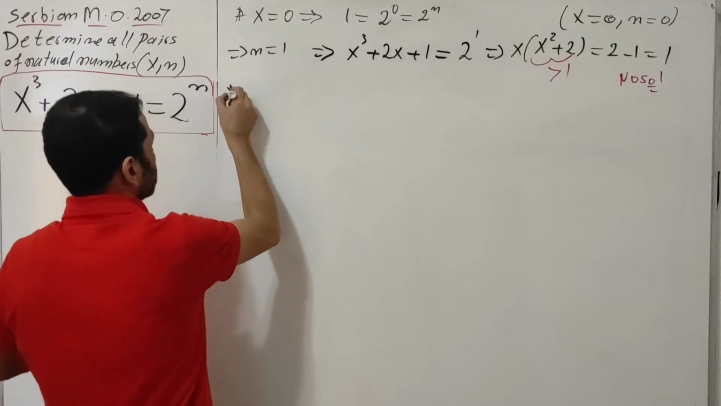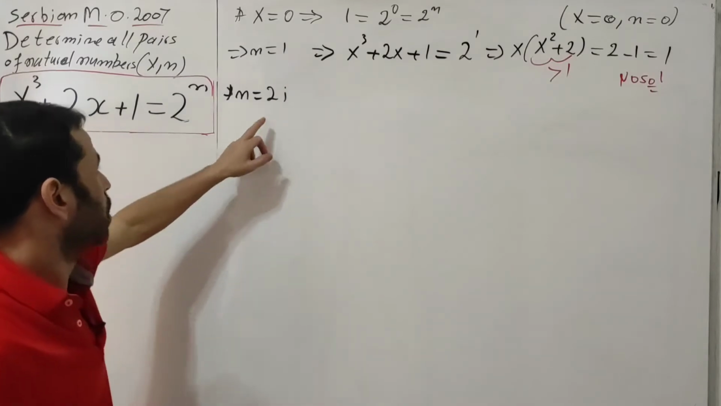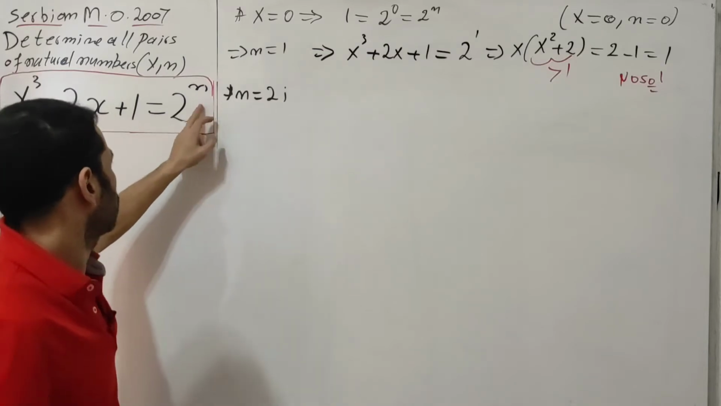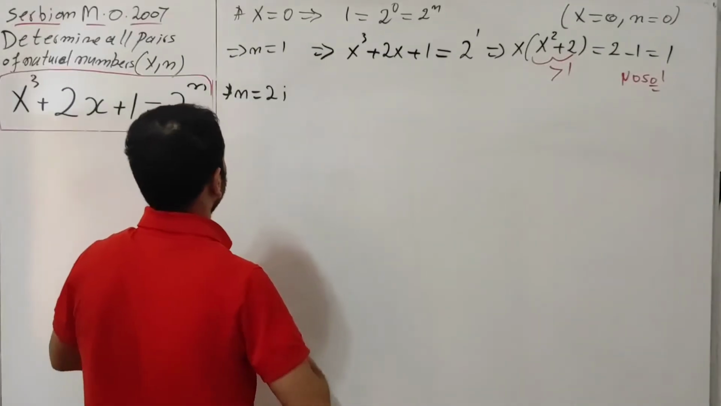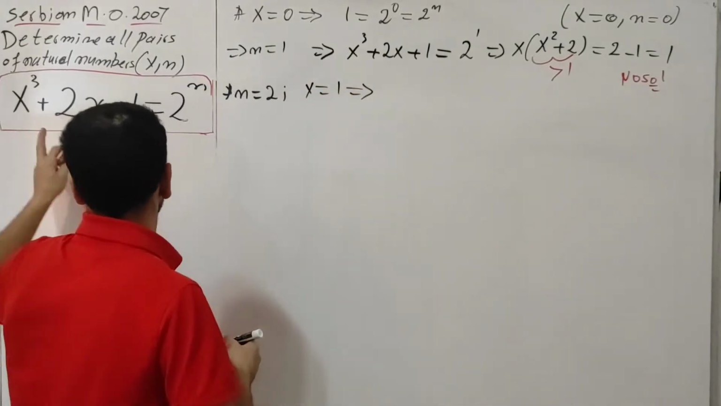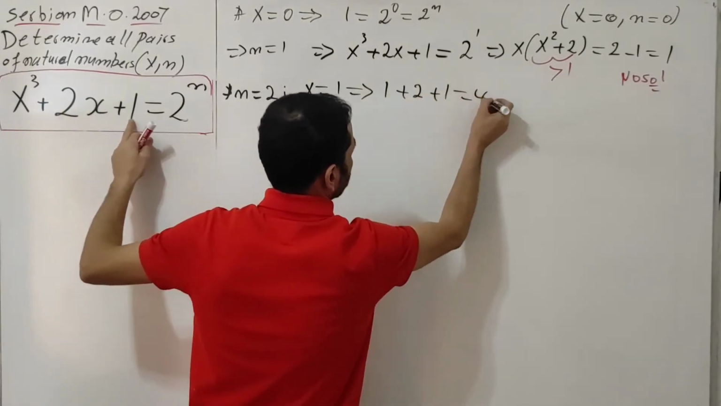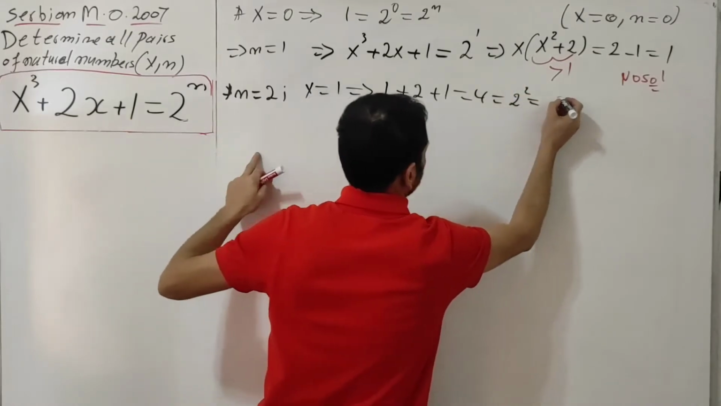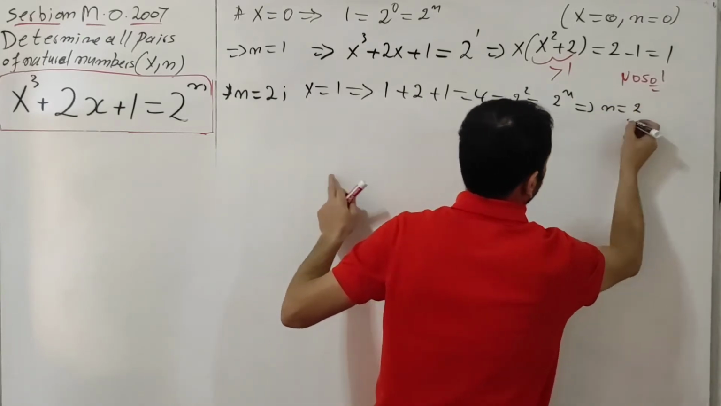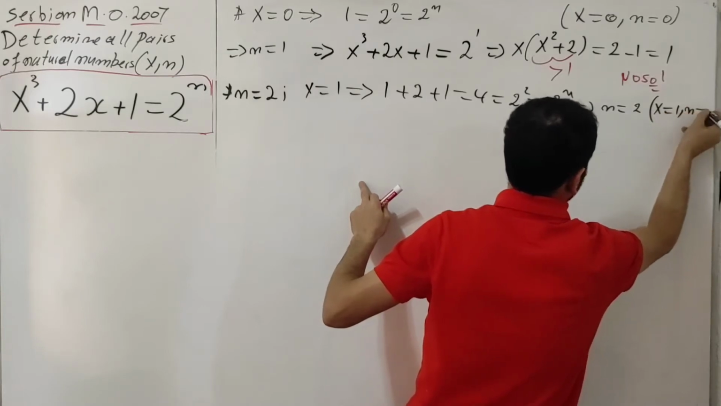Let's check the next case. Let's check n equal to 2. Okay, instead of starting with n equal to 2, I'm going to check x equal to 1, which is better, because if you check n equal to 2, you will have a crazy factorization here. It will be easier to check x equal to 1. If x equal to 1, we will have 1 plus 2 plus 1. This one is giving me 4, which equals 2 to the 2 equals 2 to the n. This implies n equal to 2. Okay, so we'll have another solution of x equal to 1 and n equal to 2.